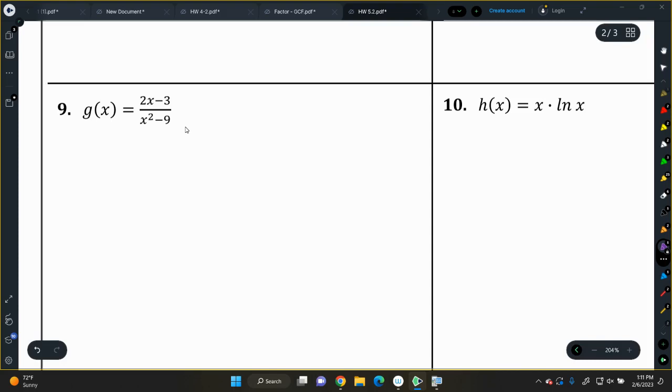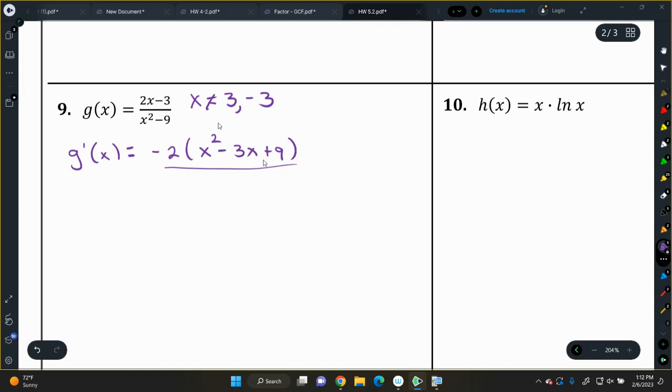I think my domain is x, it's everything except for -3 and +3. So my domain does not include +3 or -3. Okay? So when I take the derivative of this one, I'm just going to save us some time. I get -2 times (x squared minus 3x plus 9) over (x squared minus 9) squared. That's what I get for my derivative.